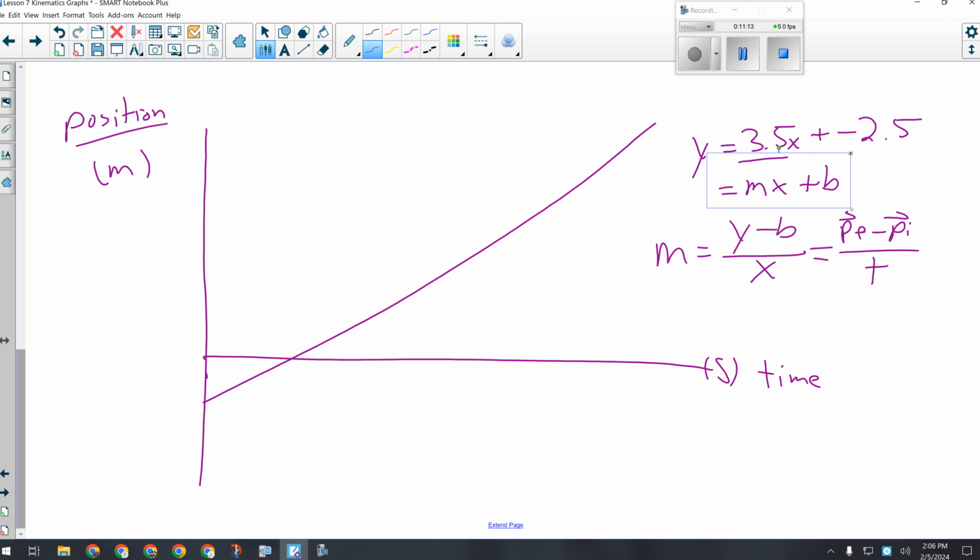All right, here's something else I might ask. What will be the position of the object after 25 seconds? So let's say this. Calculate that for me. What's the position of the object after 25 seconds?